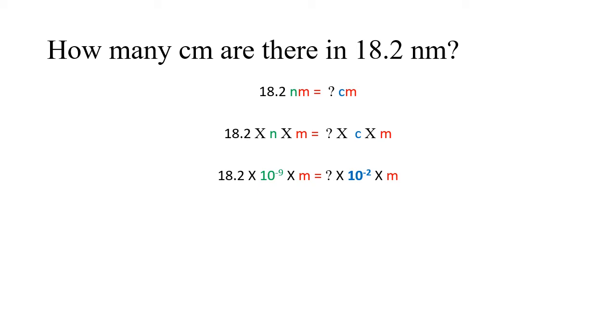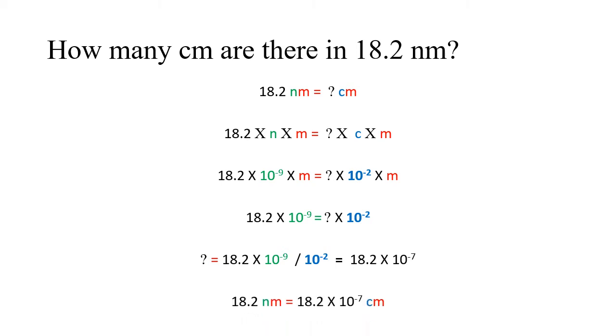And all what you need to do now is find the number that if you multiply with 10 to the power minus 2 will equal the number on the left hand side. So that is equal to 18.2 multiplied by 10 to the power minus 9 over 10 to the power minus 2, and that is 18.2 multiplied by 10 to the power minus 7. So that is the answer, 18.2 multiplied by 10 to the power minus 7.